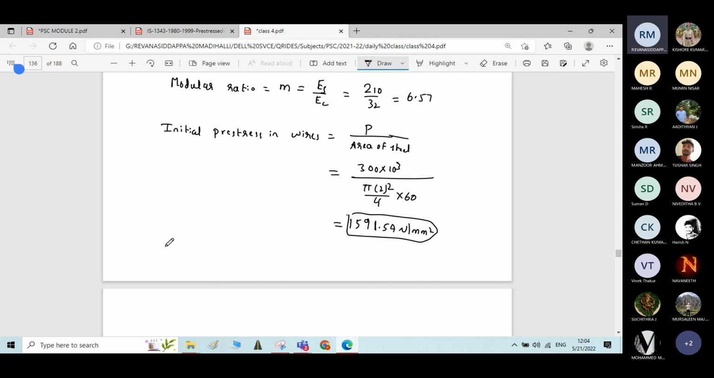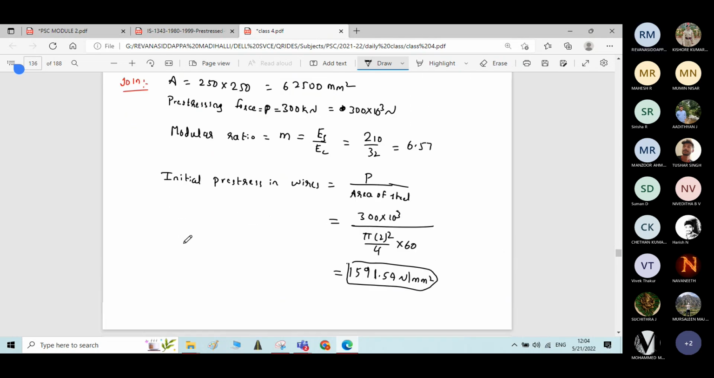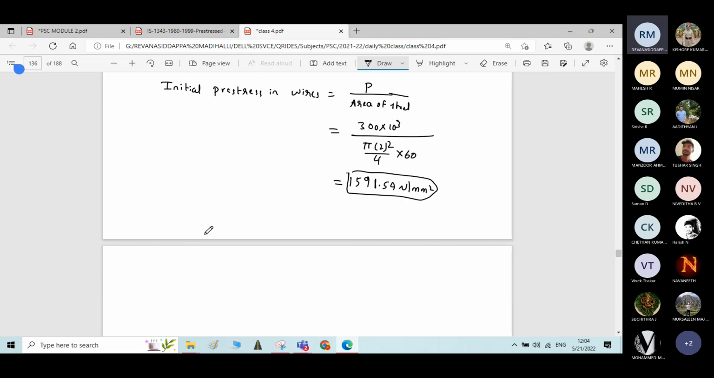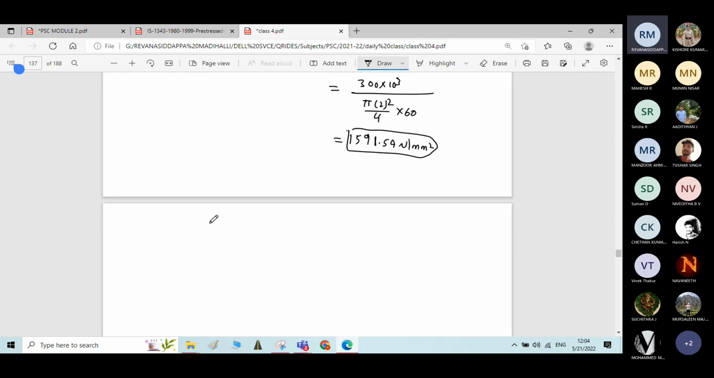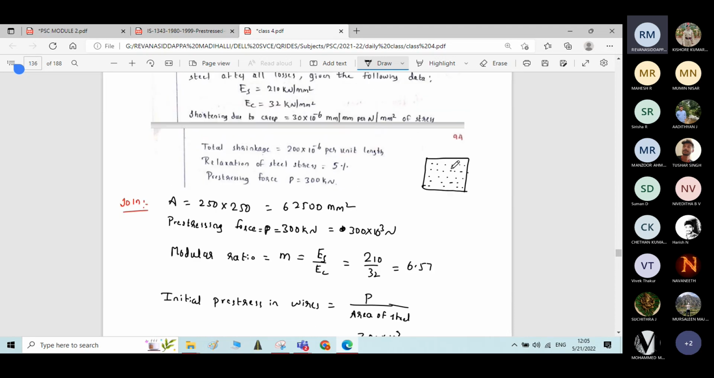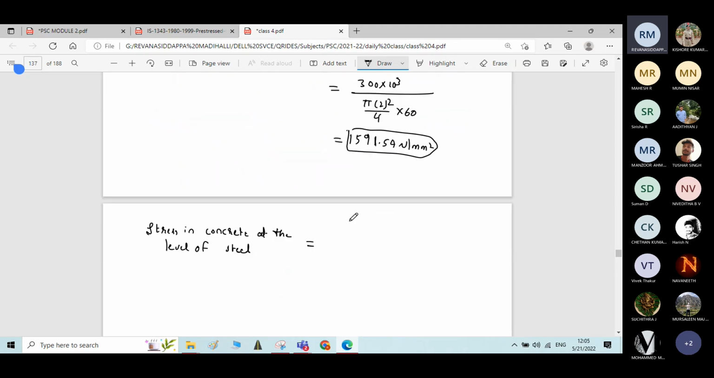Then stress in concrete at the level of steel. FC is equal to the stress in concrete at the level of steel. As this is a column or pillar, FC is calculated directly as load by area, P by A.